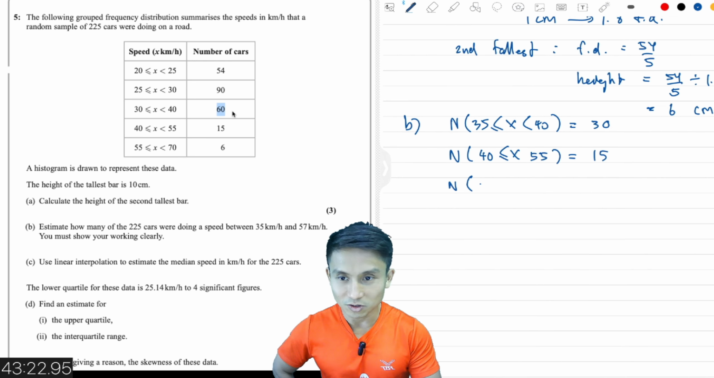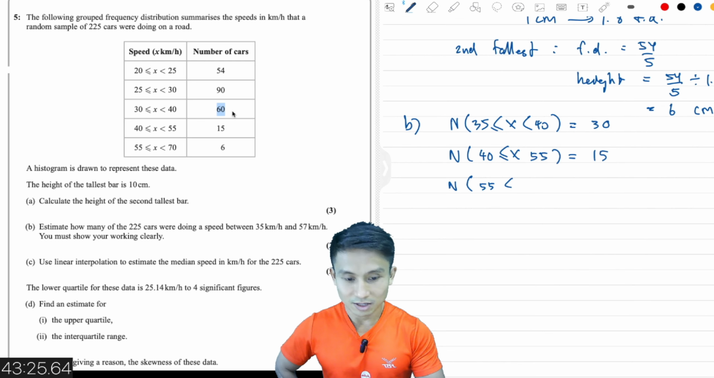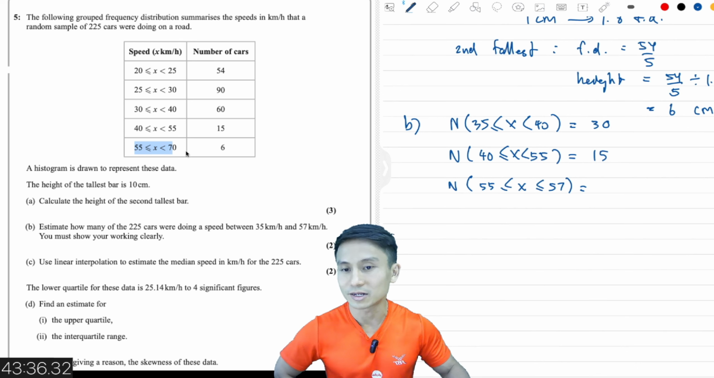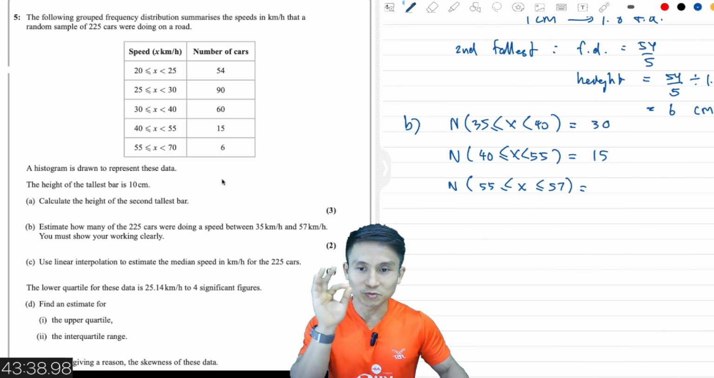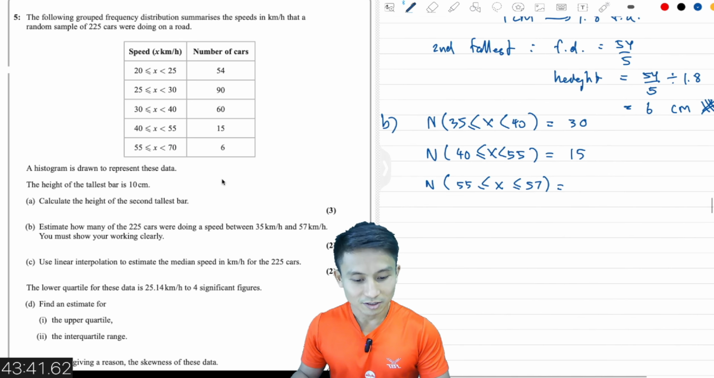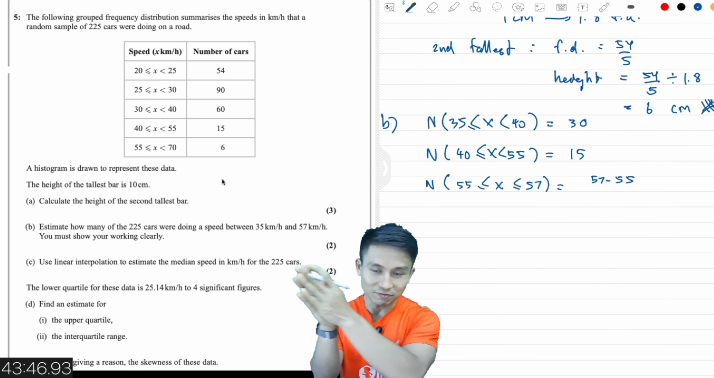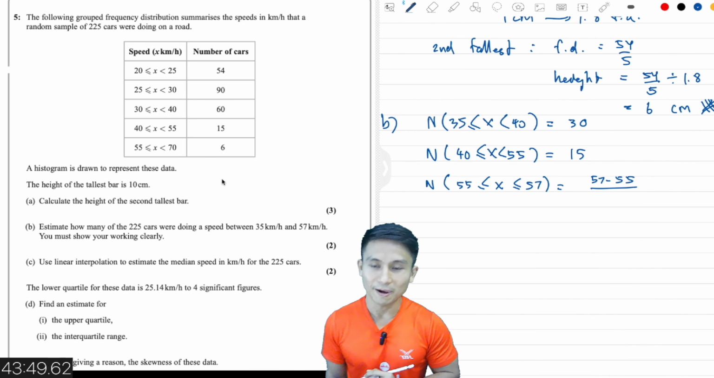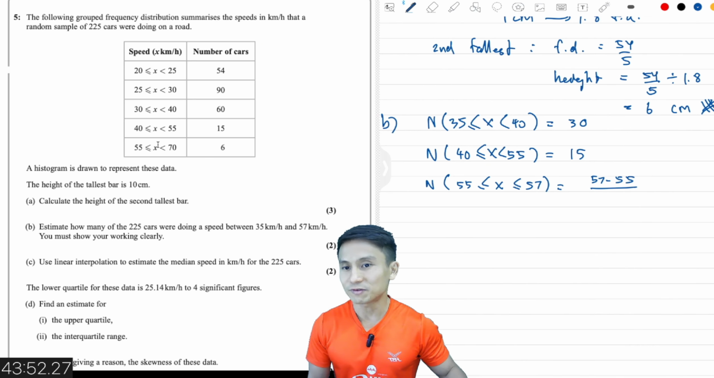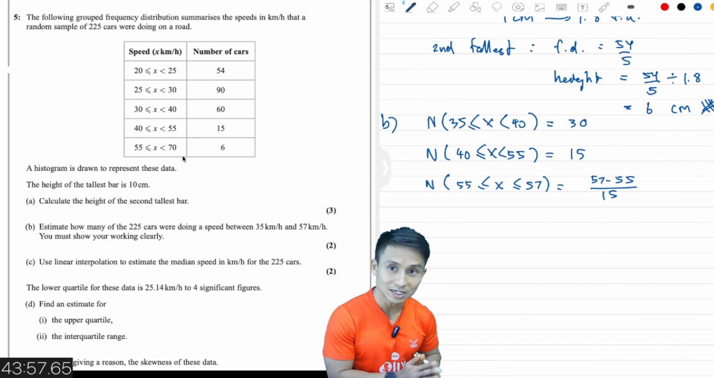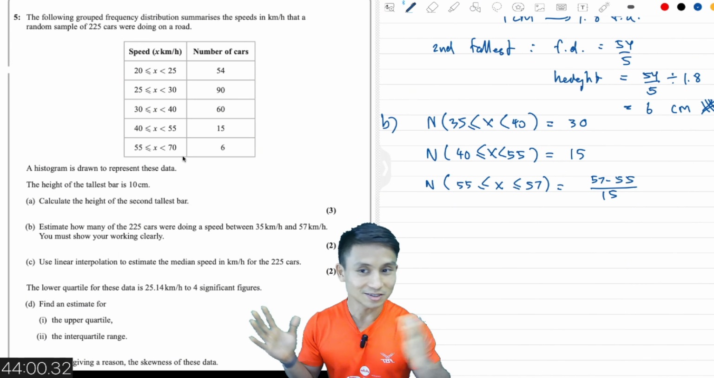And the last one, we're going to go from 55 to 57. So how do we do this one? Well, you got to interpolate. So from 55 to 57, you do 57 minus 55 to find the distance there. How you go from 55 to 57. So it's 2 out of how many? 55 to 70 is 15, right? So you get 2 out of 15 of the whole group. This is linear interpolation.